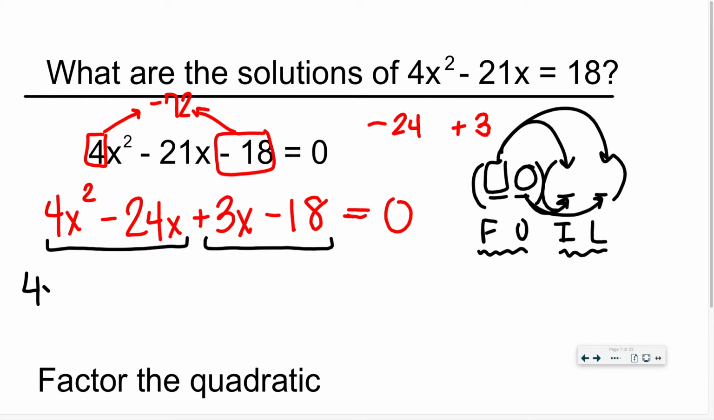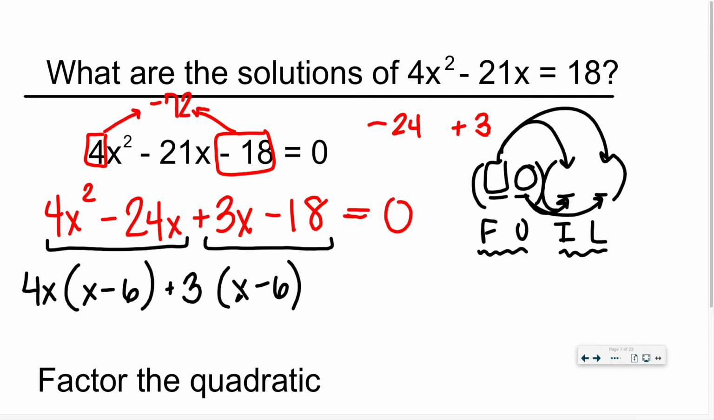4x. And what's left? If this is x minus 6, then the other parentheses also would be x minus 6. And what did I factor out? A positive 3. So what are the 2 binomials?